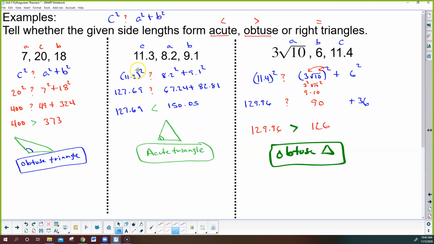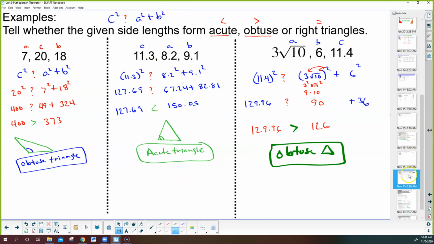And the middle one, you can see it was decimals, but the a squared plus b squared ended up being larger than the c squared, so that means we have an acute triangle. So I think you hopefully got the hang of that. You didn't need to write down all of these examples.